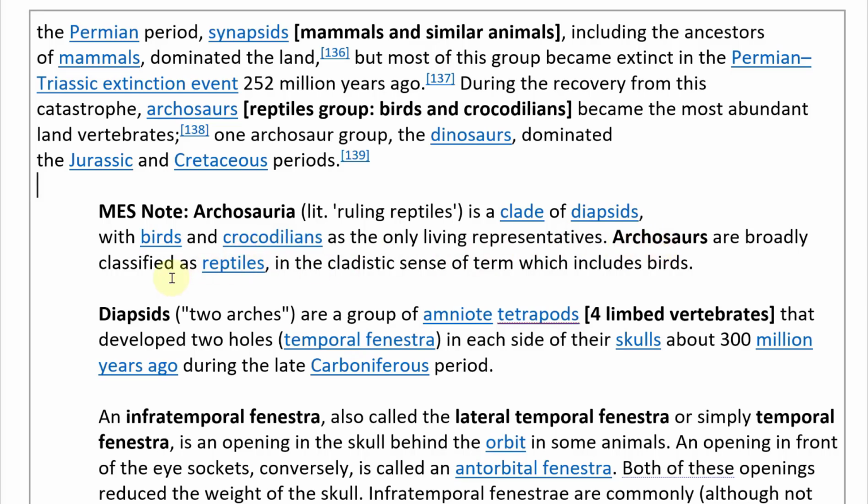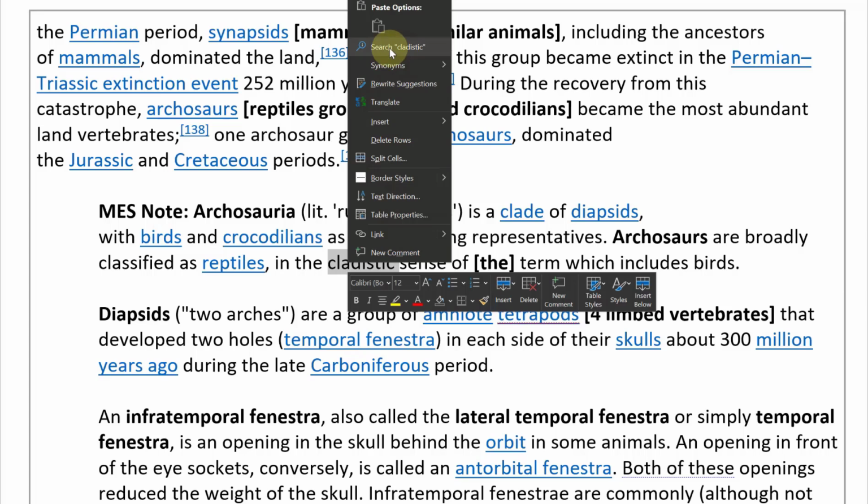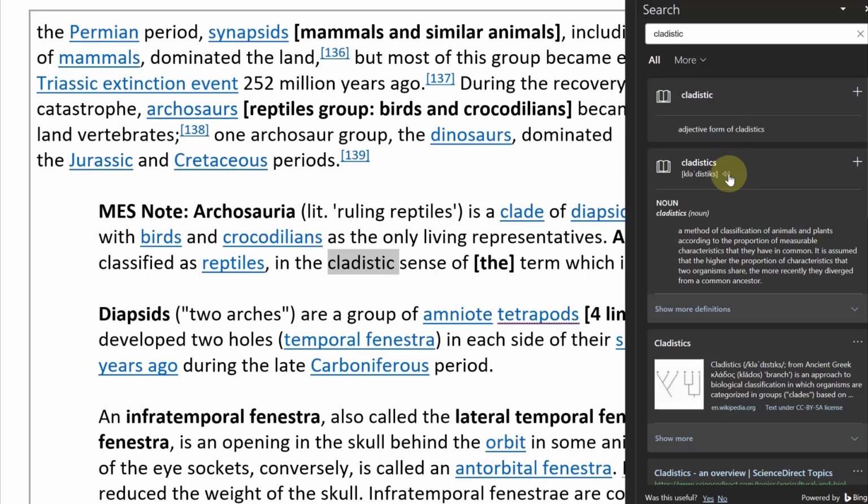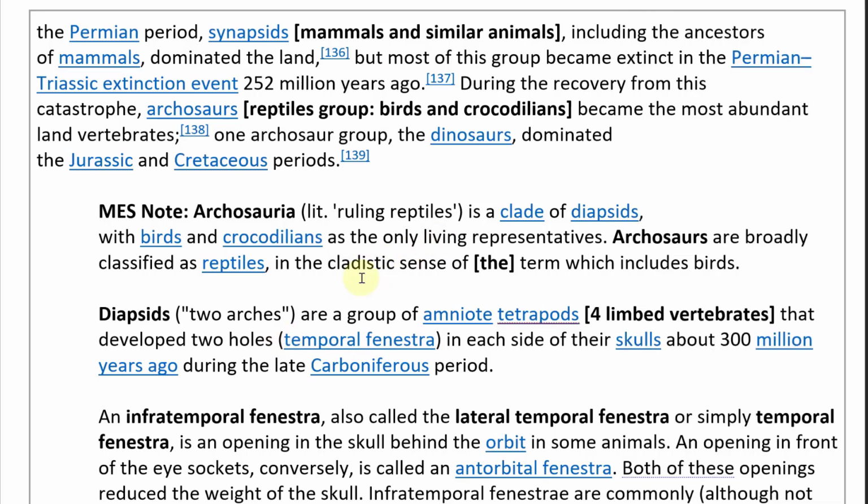Archosaurs are broadly classified as reptiles in the cladistic sense of the term, which includes birds. And this should be 'of the term', just a typo or grammar mistake from Wikipedia when I copied and pasted it. Let's just double check this. So let's search this. And yeah, we have here cladistics. So basically, Archosaurs is a clade of diapsids, with birds and crocodilians as the only living representatives.